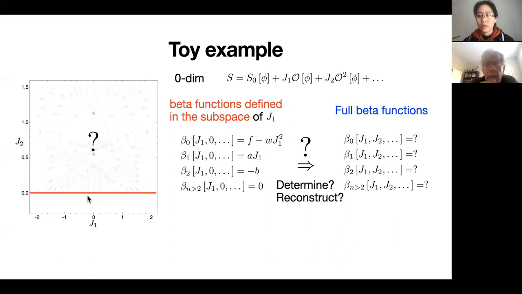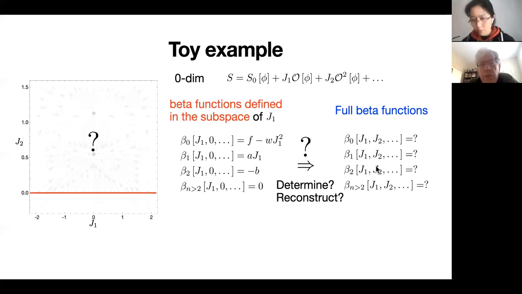You're specifying the beta function in the red line, right? But you're saying that from the information of the red line, you can get the flow in the whole space. Yeah, I think you can understand it this way. The left column is basically the boundary condition for the full beta functions.